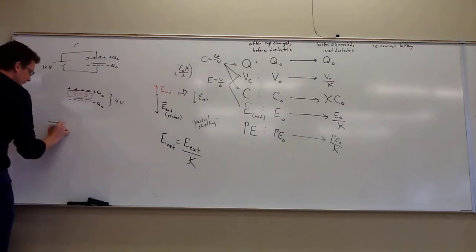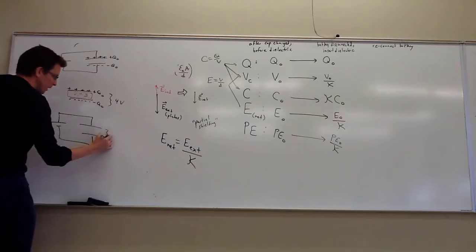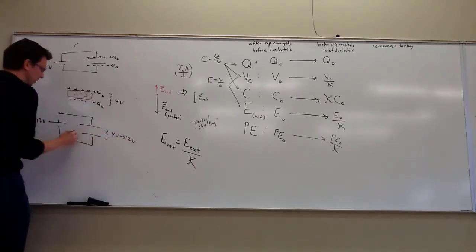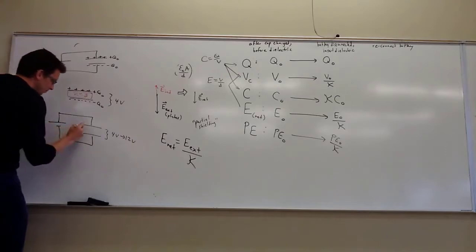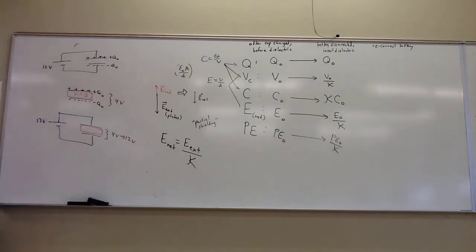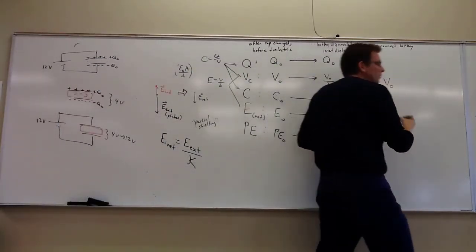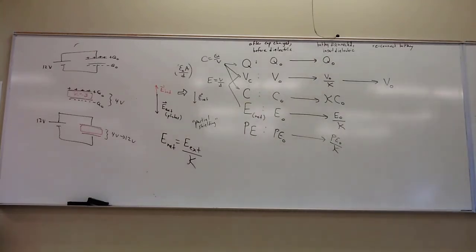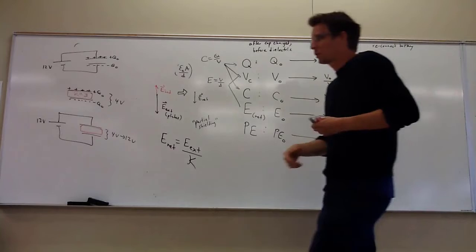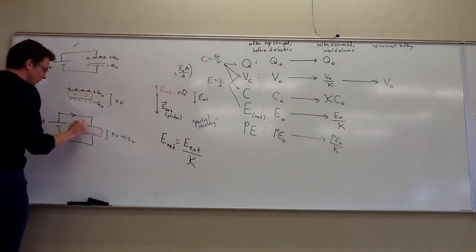So when we reconnect it, we'll bring it back up to 12 volts. 4 volts back up to 12 volts, with the dielectric in there. So the voltage comes back up. That's forced by the battery, right? The battery's going to insist. But the only way it can bring it up from 4 volts back to 12 volts is by putting more charge on there. So more charge will flow, and now it's going to look like this.